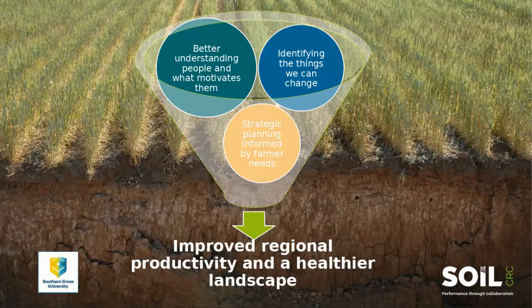So this is about better understanding people and what motivates them, who the different stakeholders are. In this regard, it's the farmers across these regional systems, identifying the things that groups or people can change, and then informing strategic planning for the local groups and for the Soil CRC that's informed by farmer needs. So it really is that transformational research, because it's feeding in before the research even begins. It's about going, okay, what do farmers need for research about soils? Isn't that a great place to start?